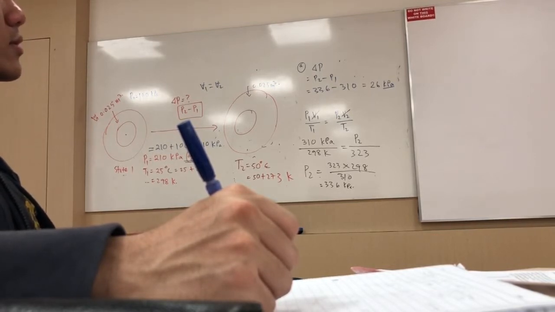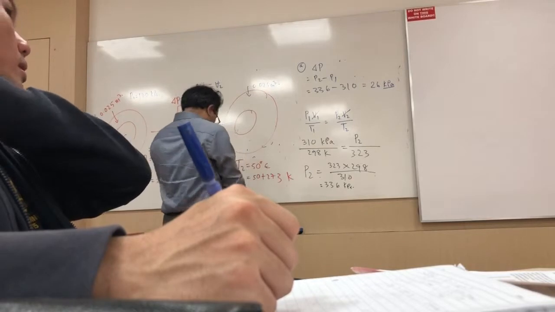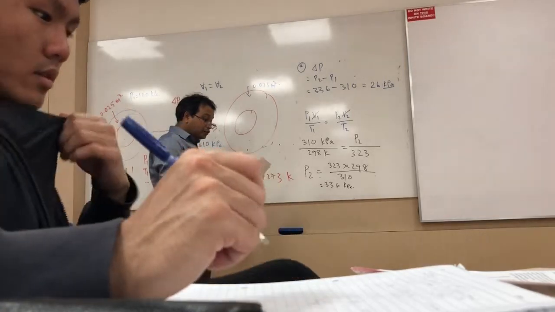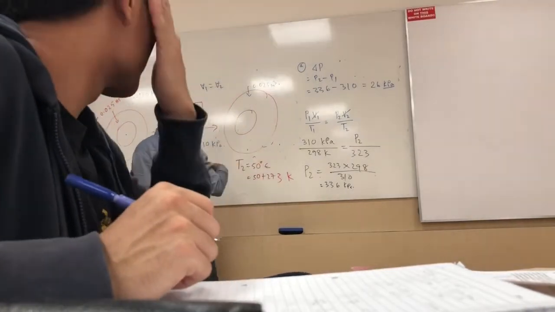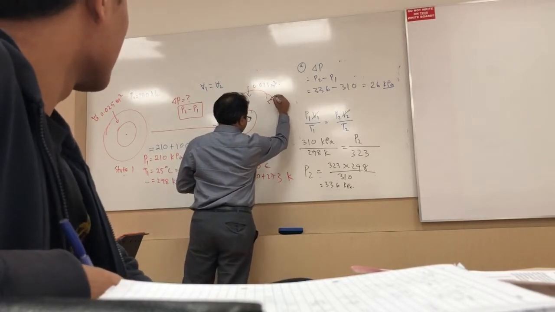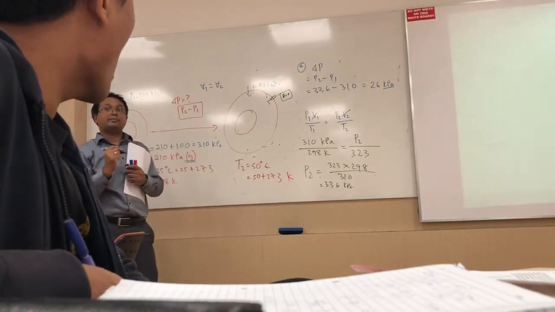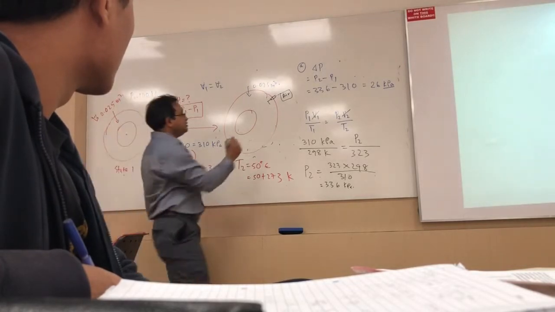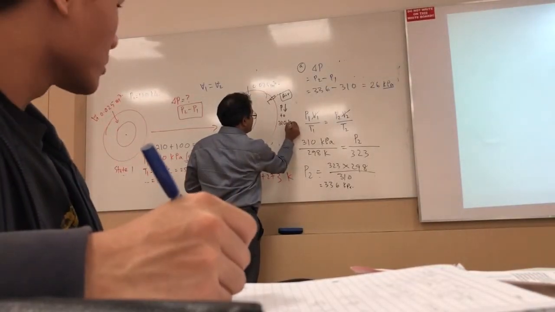Okay, question B. Determine the amount of air that must be bled off. They tell you, now I remove some air. When it reaches 50 degrees Celsius, I remove some air from that system. So what happens? Pressure drops, but temperature is the same according to the question. Pressure drops to the initial pressure, 310 kPa.